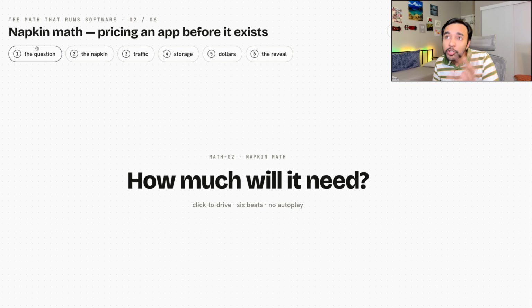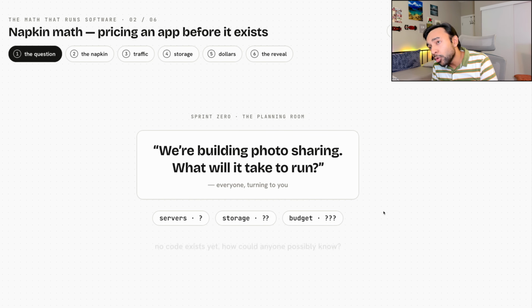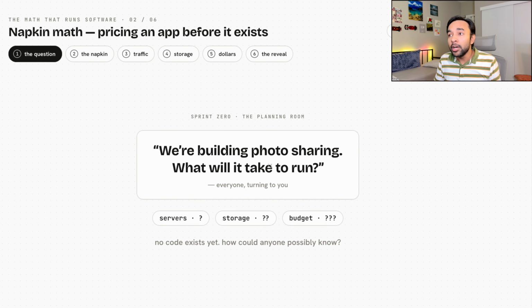Speaking of which lands you at the next thing I want to talk about. And that is simple arithmetic like multiplication, division, addition. You might not realize it, but it comes in very handy even from the beginning phase. Let us say you are asked a very basic question: we are building a photo sharing app. So how much do you think it is going to cost?